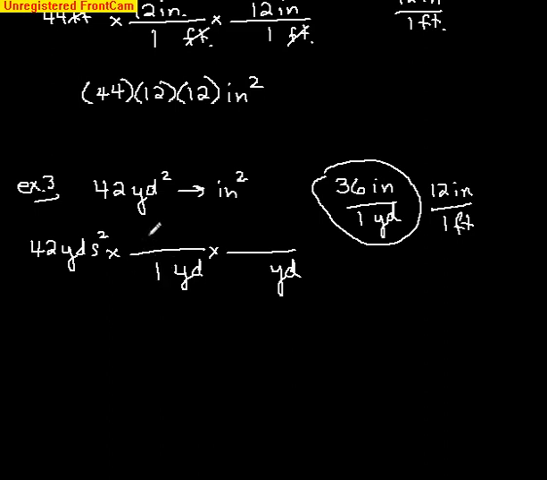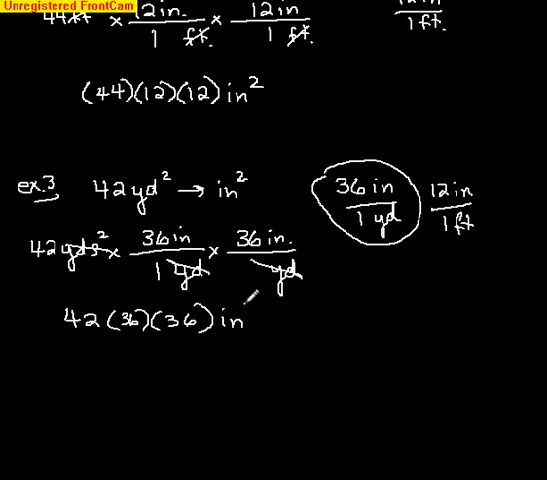So we have 1 yard is 36 inches. See how we put the yard on the bottom so it crosses out with these 2 yards? 36 inches. And this would be 36 inches. And the yards cross out. And for our final answer, we get 42 times 36 times 36 inches squared.